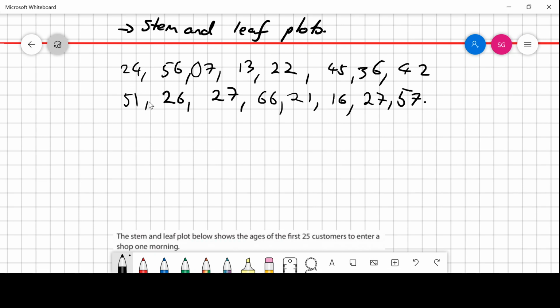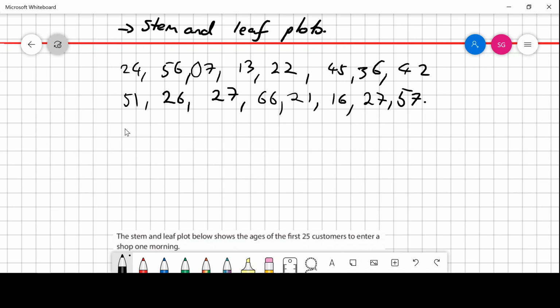So the first person is 24, second person is 56, the next person is 7, then 13, 22, 45, 36, 42, 51, and so on. Now, looking at that set of data, it's really hard to make any judgments on that, isn't it? I couldn't just look at that and go, yeah, 30 is the most common. I have no idea. It's just a load of numbers one after another.